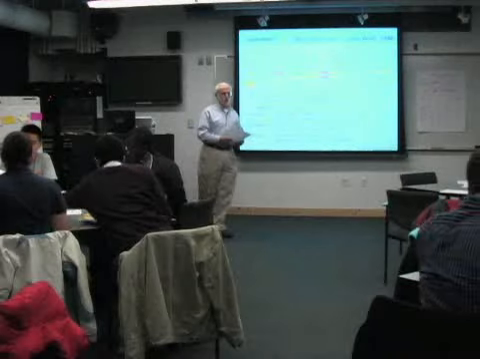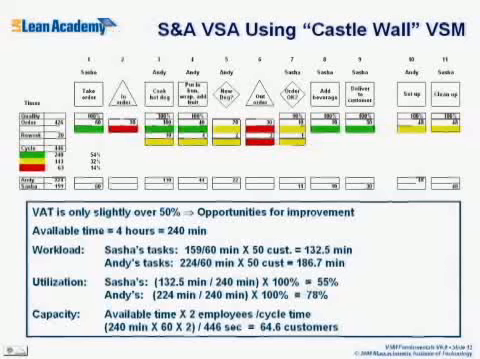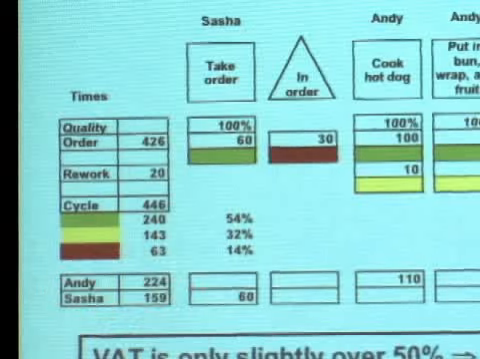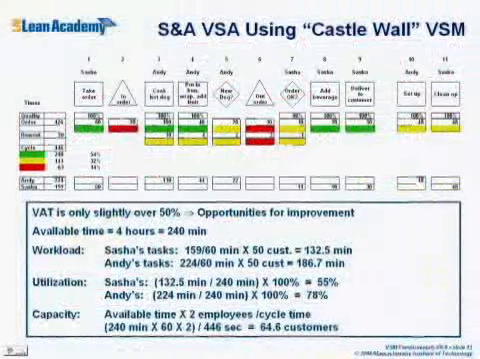Okay, so this is one way of, what we have is 2 sheets. One is this slide, which is blank in your student notebooks, and the other is the worksheet you were working on. It's the same data, just shown 2 different ways. The instructors calculated that Andy's spending 224 seconds of the total of 446 seconds, and that Sasha's spending 159, and that for 63 seconds the order's just sitting there in the order in or the order out box. Now, what's value added time and non-value added?